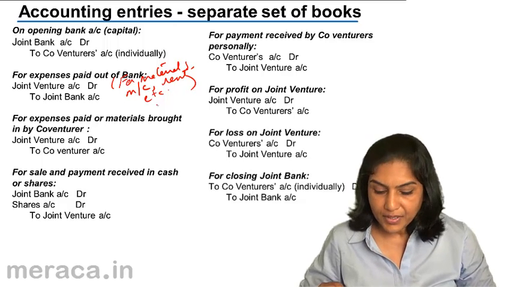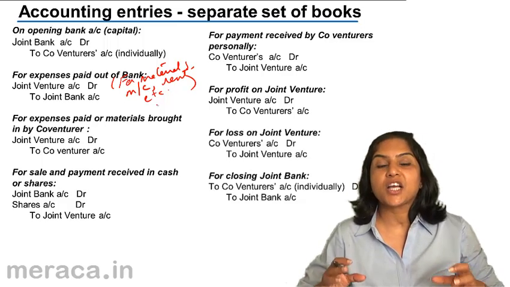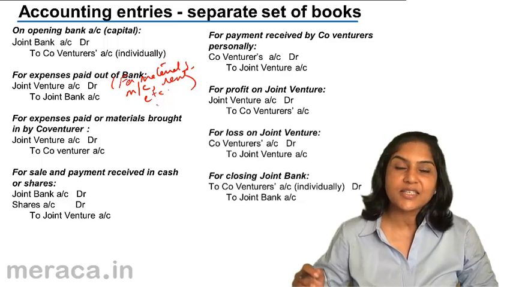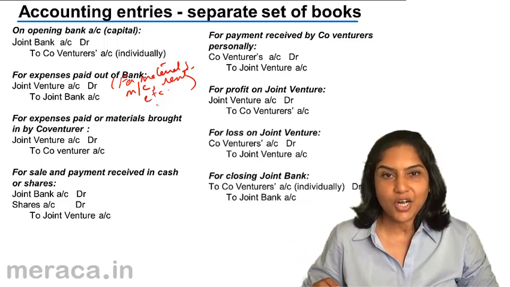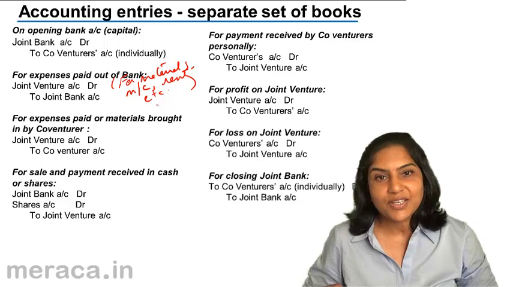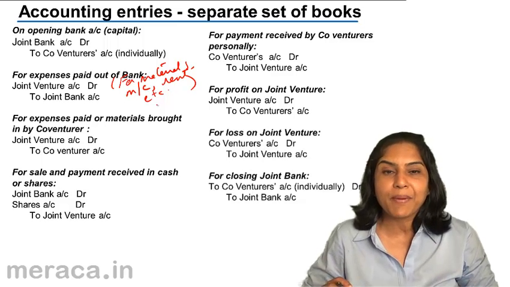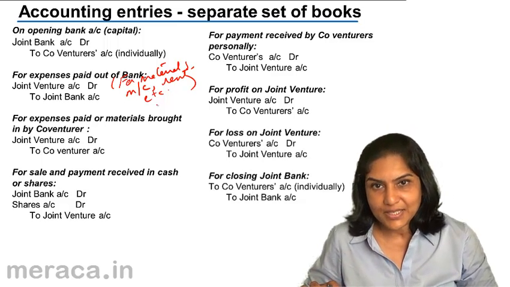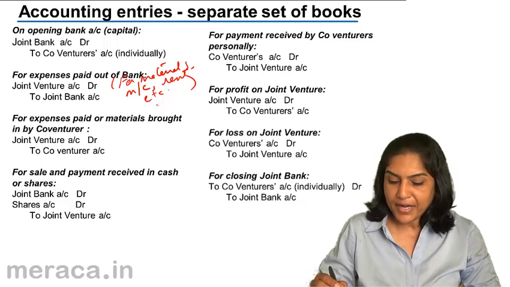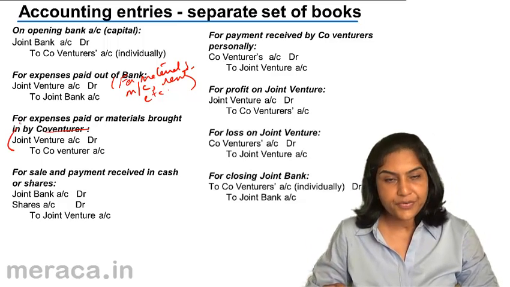Next, it may so happen that the co-venturers meet some expenses themselves. Let us say Akash buys materials himself and brings them for the joint venture. In such a case, since it's an expense, the joint venture account would be debited. And what would be credited? Since Akash brings the money, Akash's account is credited. The credit to Akash's account indicates that ultimately we have to repay or reimburse him for these expenses. It's a liability of the joint venture to Akash. So when expenses are paid or materials are brought by the co-venturer, joint venture account debit to co-venturer.